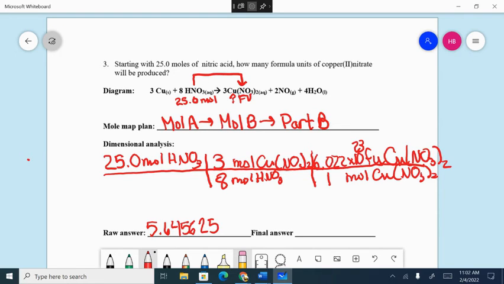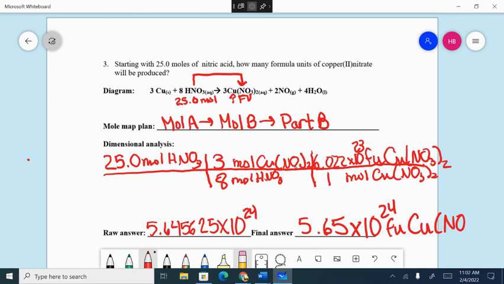And let's talk about what's reasonable. You can have one molecule, you can have two molecules, you can have three molecules, you can have four molecules. You can't have 5.65 molecules. You can only have molecules in whole number increments. So if you answer this, tell yourself, I'm missing something, okay? Especially in these types of problems, you expect to have lots and lots of molecules. So to round to 3 sig figs like the given, it's going to be 5.65 times 10 to the 24th formula units of copper 2 nitrate.